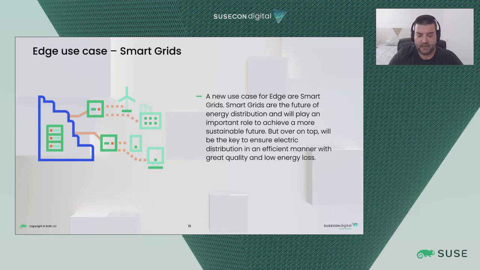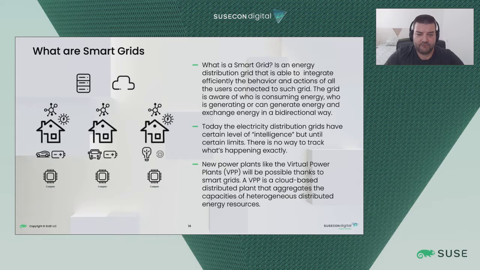Smart grids are a pretty new use case. Smart grids are basically the future of energy distribution and will play an active and important role in achieving a more sustainable future. Above all, they will be key to ensuring electric distribution in an efficient manner with great quality and low energy loss. And probably you're wondering by now, okay, what are smart grids? What are you talking about? So basically, a smart grid is an energy distribution grid that is able to efficiently integrate the behavior and actions of all the users connected to such grids. This sounds weird and complicated, and it is a little complicated.